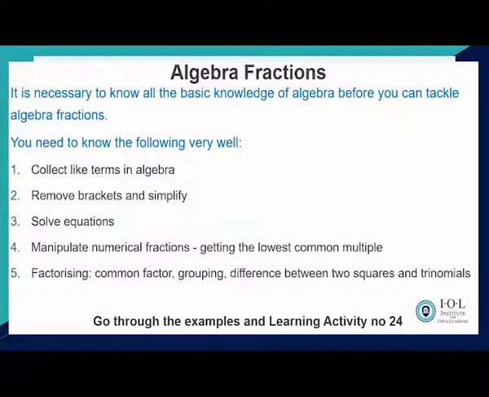You need to be able to manipulate fractions. You need to be able to do normal fractions, a third plus a half, to get the lowest common multiple of the 3 and the 2. A third and a half, a third times a half, a third divided by a half. You need to know that division changes to multiplication and the number inverts.